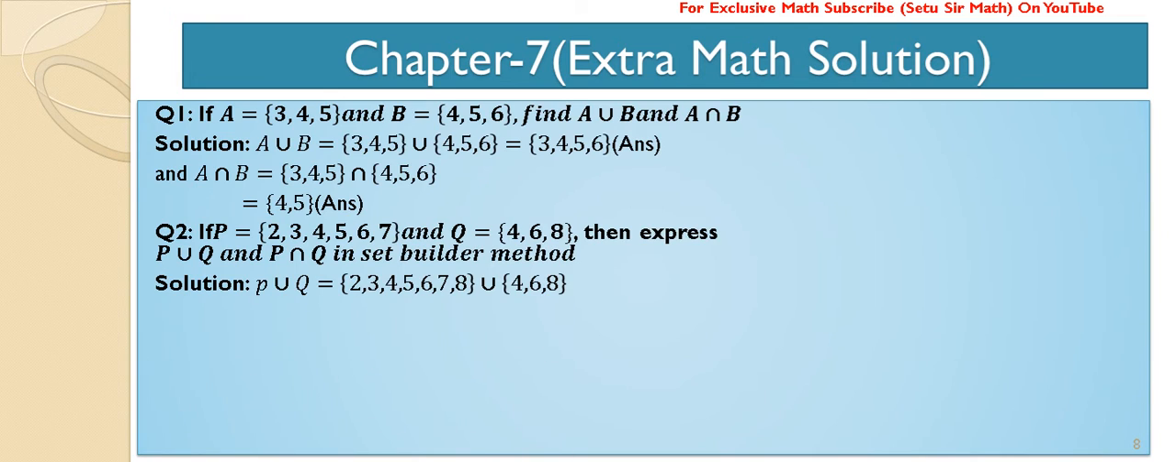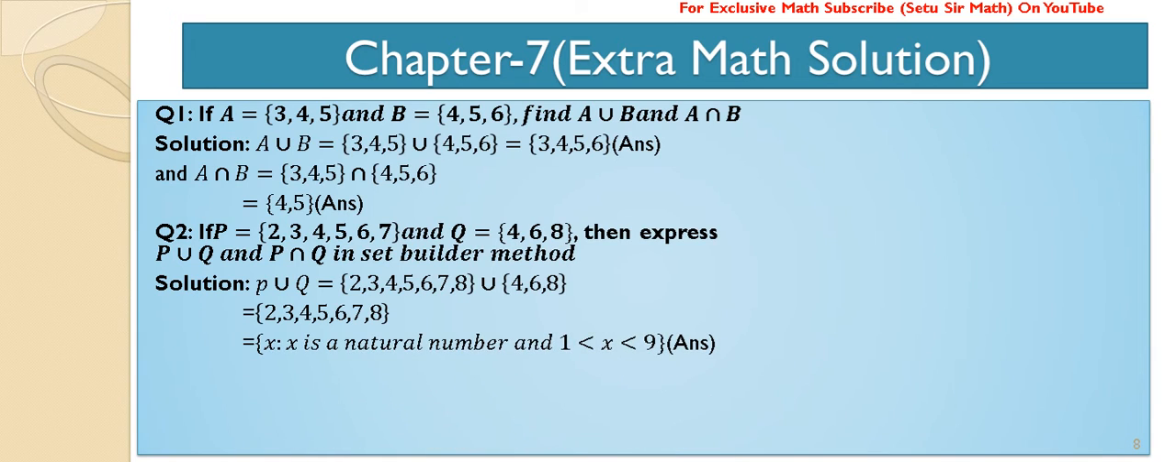P union Q equals {2, 3, 4, 5, 6, 7} union {4, 6, 8}. That means we will write down 2, 3, 4, 5, 6, 7, 8. All the numbers we will write down once at a time. 2, 3, 4, 5, 6, 7, 8. Now, as you can look very carefully, 2, 3, 4, 5, 6, 7, 8.